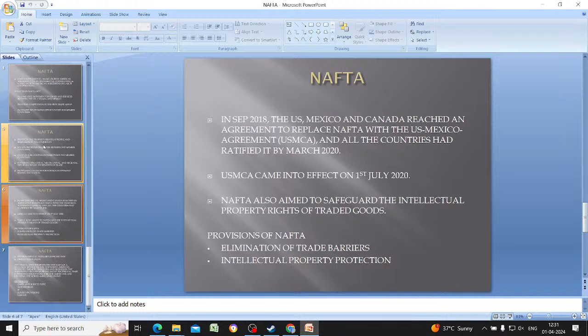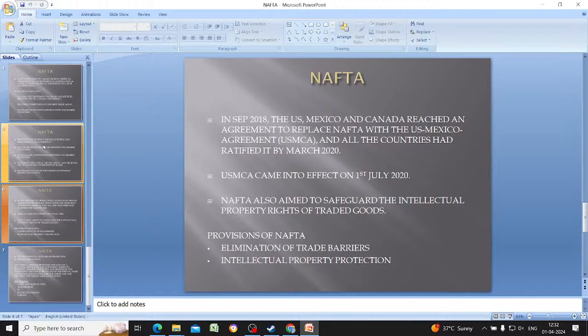In September 2018, the US, Mexico, and Canada reached an agreement to replace NAFTA with the US-Mexico-Canada Agreement, USMCA, and all the countries had ratified it by March 2020. This USMCA came into force on 1st July 2020. The NAFTA agreement had certain provisions for the environment, employment, and economic growth. Some analysts have the view that it gave much importance to North America and to the average citizens of that area. The most affected were the farmers and the minority workers employed in industry. So NAFTA had these kinds of drawbacks.